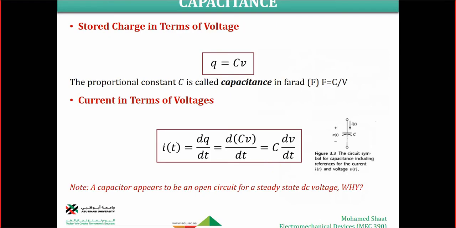So we already discussed this concept. Now, how about the charge in terms of the voltage within the capacitor? So the charge equals C, where C stands for the capacitance of the capacitor. As we mentioned, the resistor has resistance, and the capacitor has capacitance. Times V, which stands for the volt over the capacitor itself.